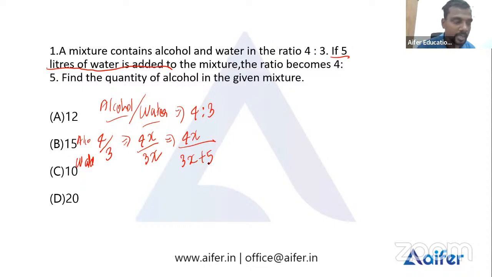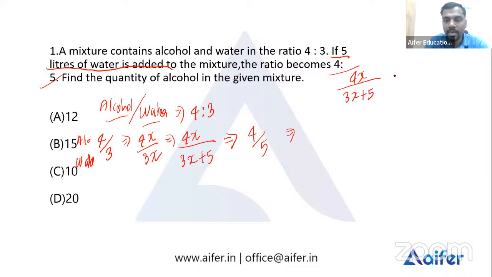We have 4x by 3x plus 5 is equal to, what is the new ratio? The new ratio is 4:5, so the new ratio is 4/5. Then we'll be simplifying this. The equation is 4x/(3x+5) = 4/5. We'll be cross multiplying the equation. We'll have 5 into 4x is equal to 4 into (3x+5).